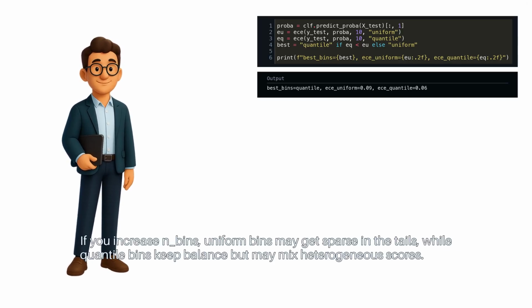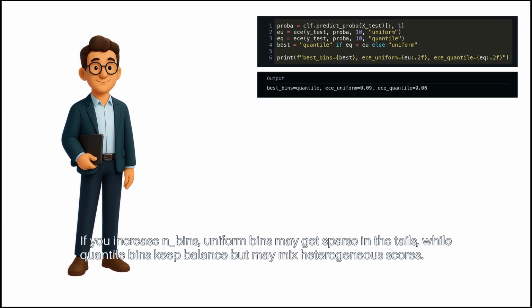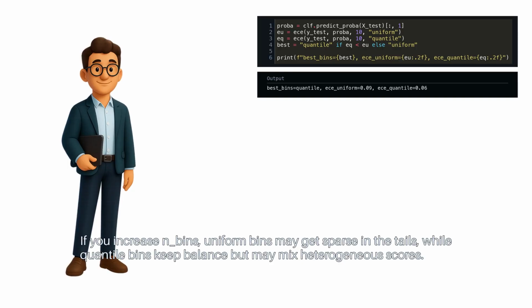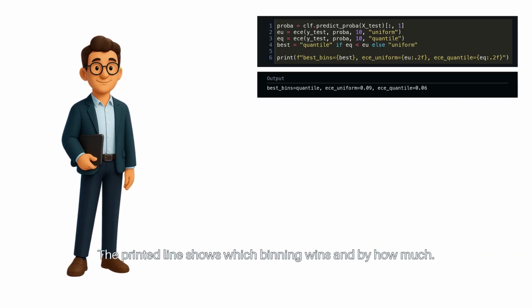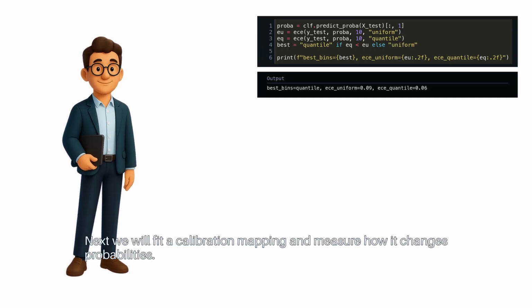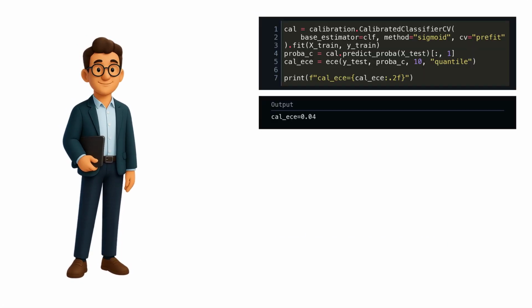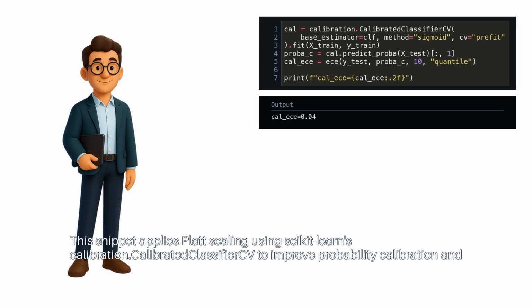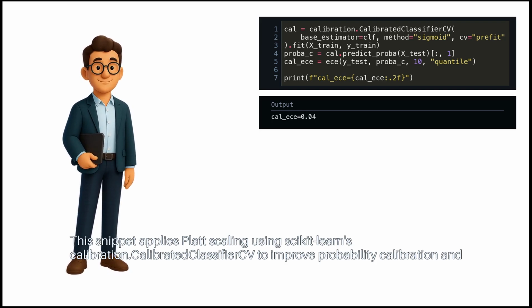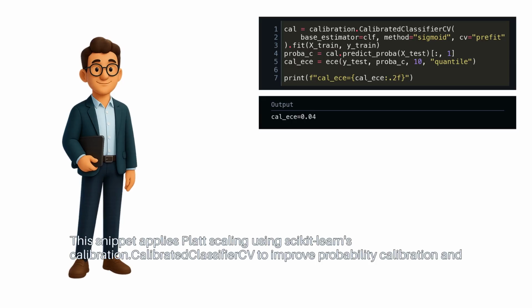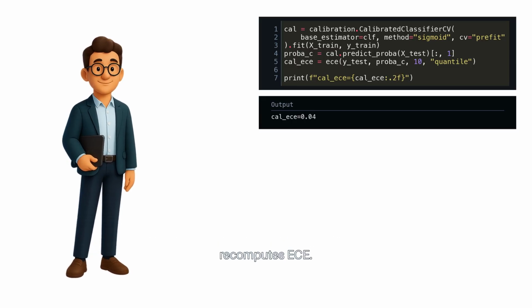If you increase n_bins, uniform bins may get sparse in the tails, while quantile bins keep balance but may mix heterogeneous scores. The printed line shows which binning wins and by how much. Next, we will fit a calibration mapping and measure how it changes probabilities. This snippet applies Platt scaling using scikit-learn's calibration.CalibratedClassifierCV to improve probability calibration and recomputes ECE.